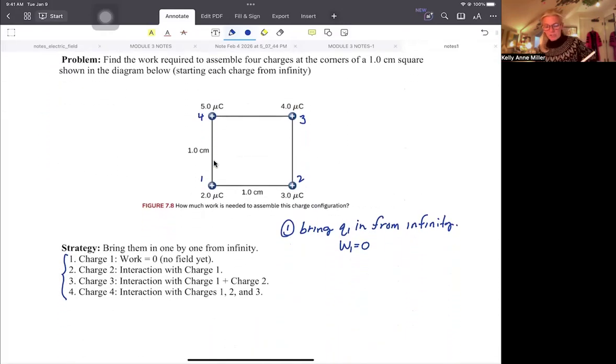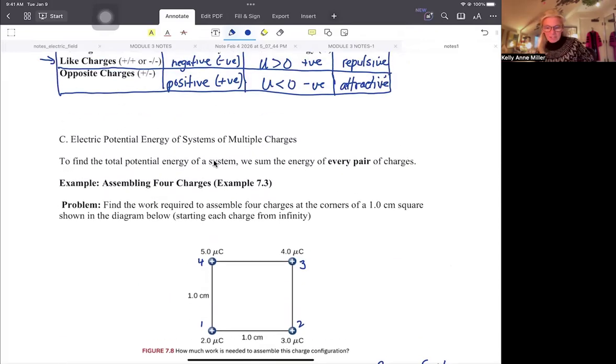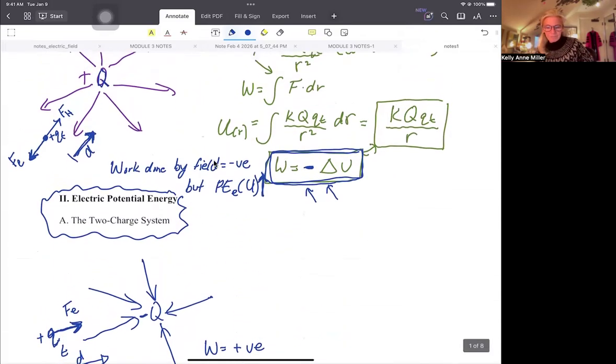Okay, so the work to bring the first charge in requires 0 work because there aren't any charges there already. Okay, so step 2, we're going to bring charge 2 in. So Q2 in from infinity, that's implied, to 1 centimeter away from Q1. Okay, so to calculate the work, remember, go back to this formula that I defined up here.